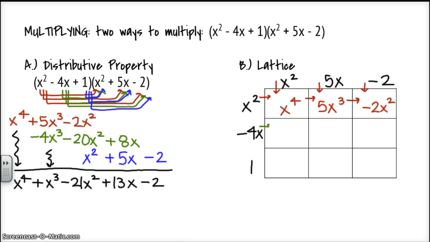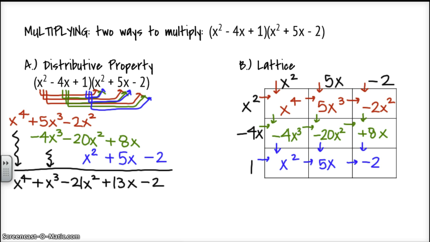Then negative 4x with x squared to fill that first box. Negative 4x with 5x to fill the second. Negative 4x and negative 2 to fill the last one. So negative 4x to the third minus 20x squared plus 8x. Looks familiar. And then the last one. The 1 is kind of easy because it's just good old 1. Boring, good old 1. x squared, 5x, and negative 2.